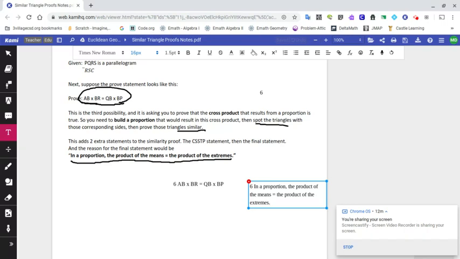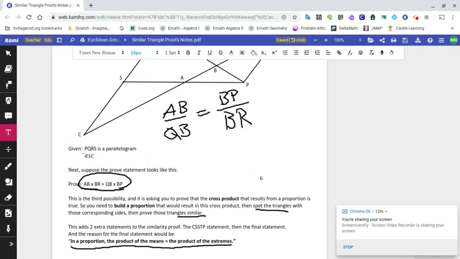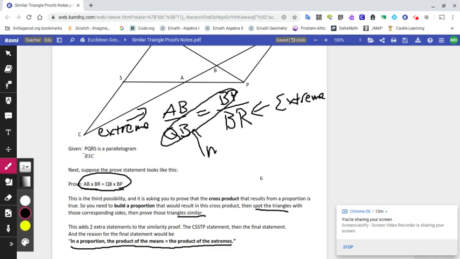Okay, those two terms, by the way, the means and the extremes, that just means this. Okay, these two numbers, this one and this one, those are known as the extremes in a proportion. Those two numbers, that's an extreme. This is an extreme. And then these two are the means. Okay, so the product of the means equals the product of the extremes.